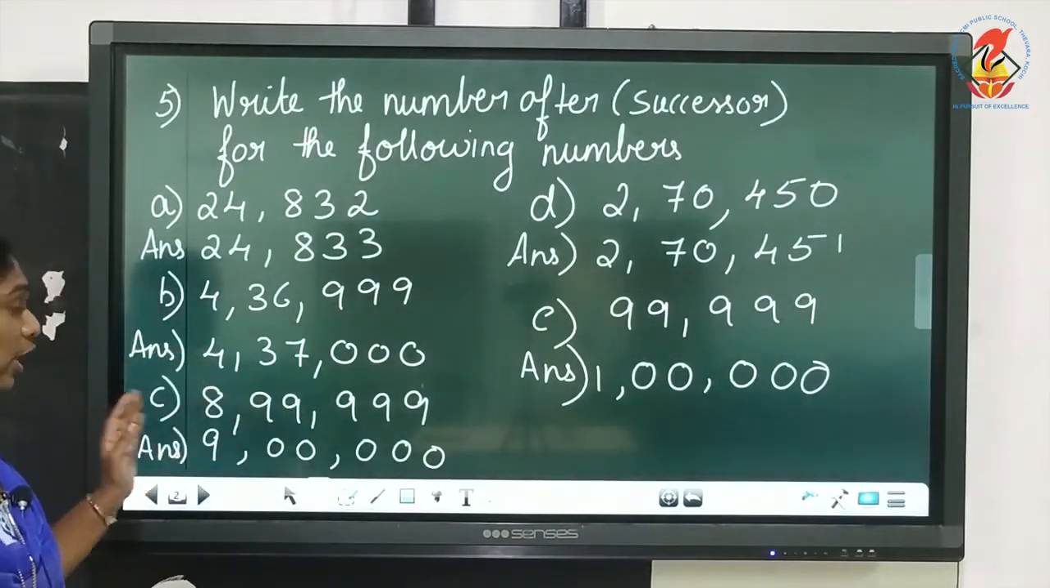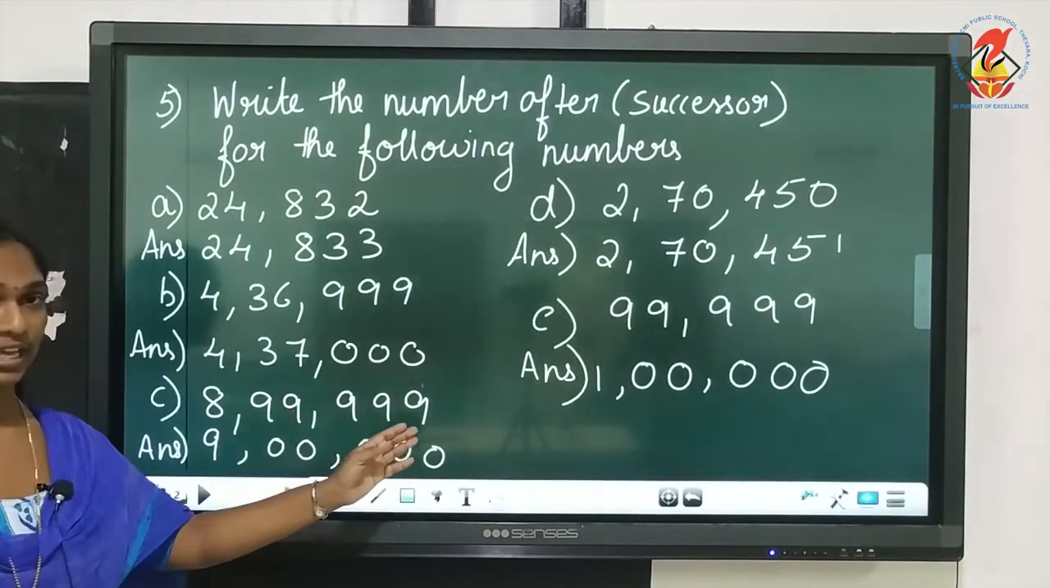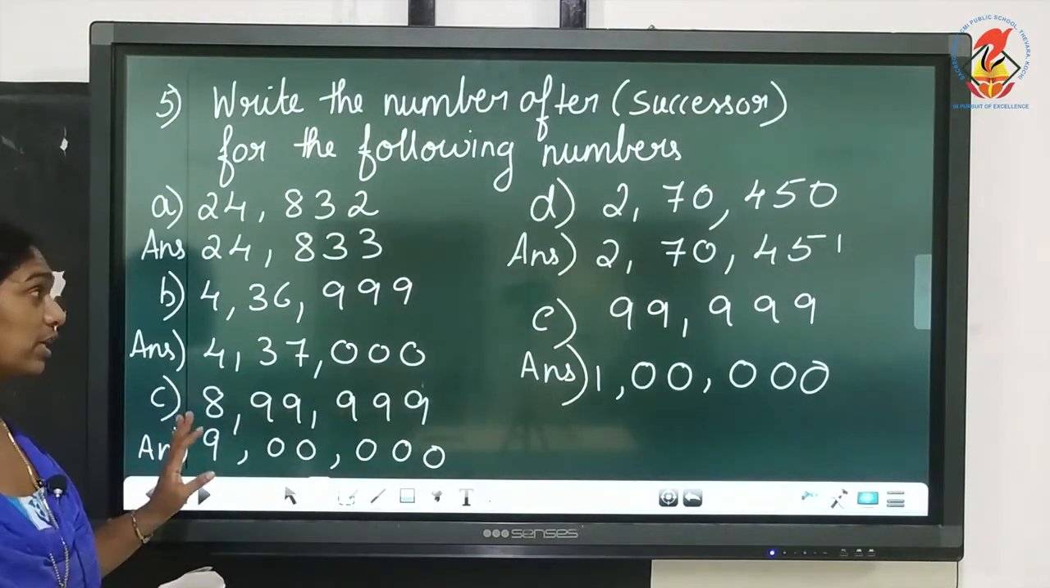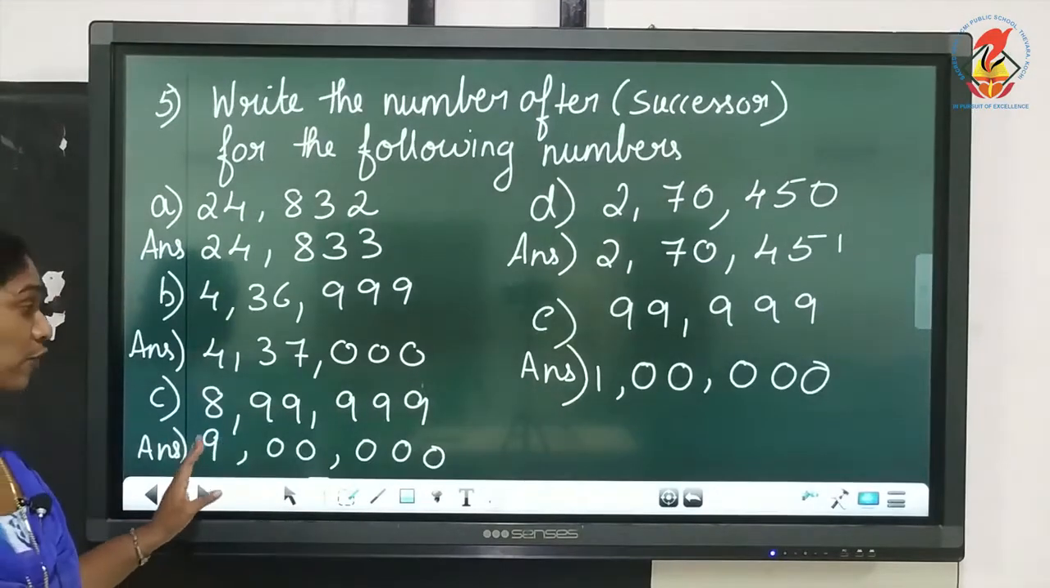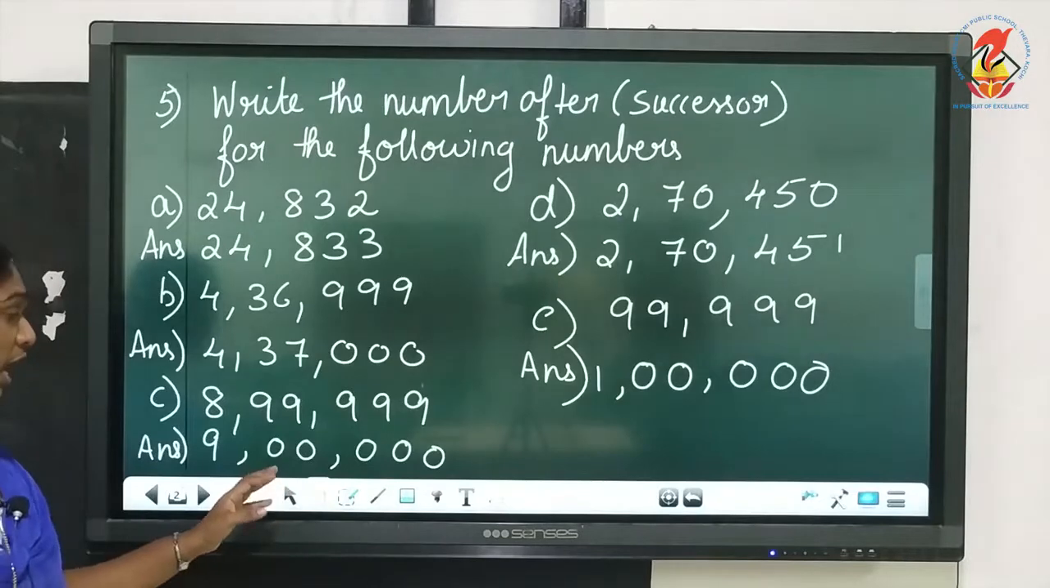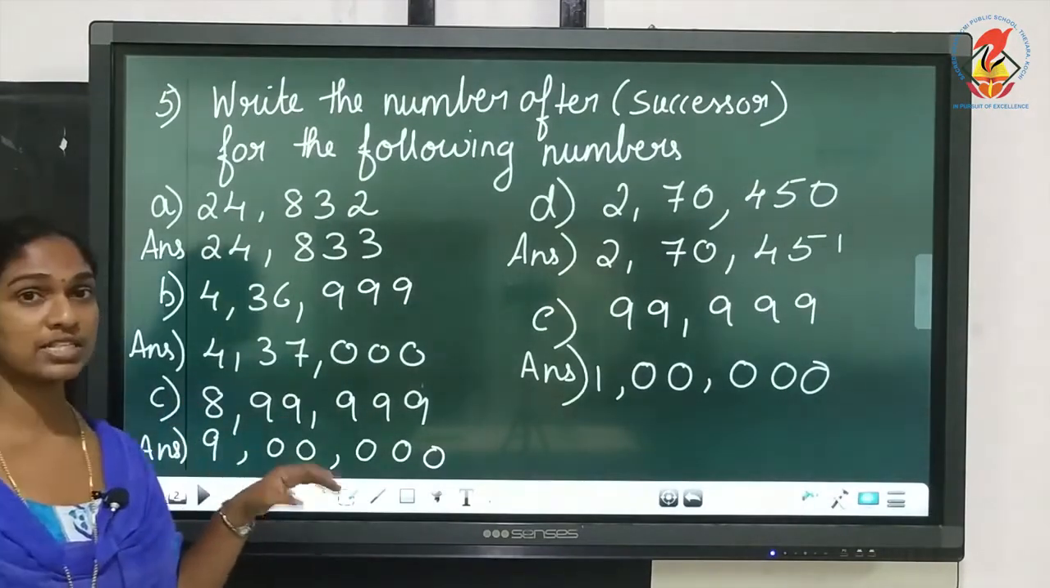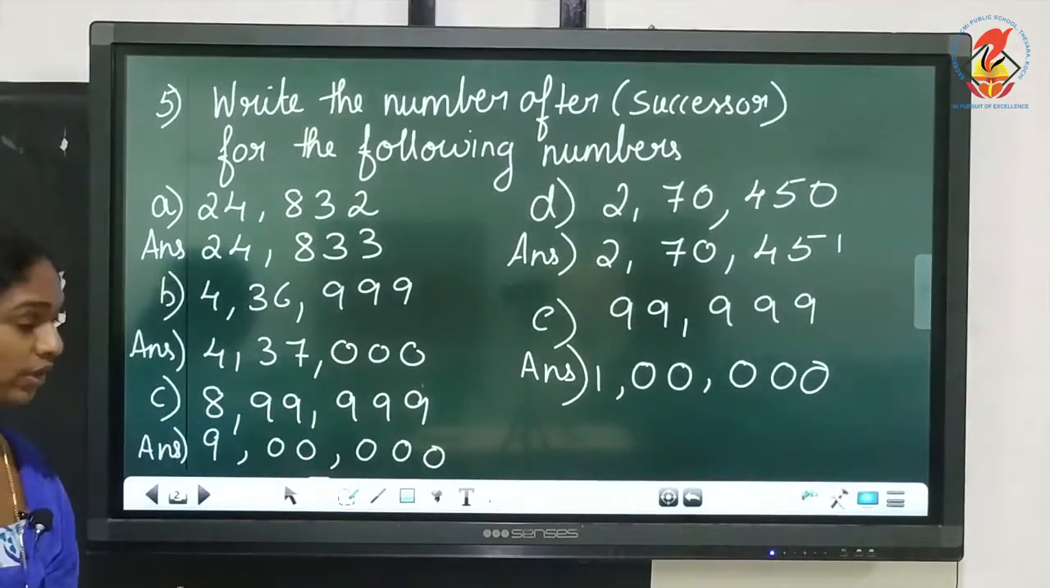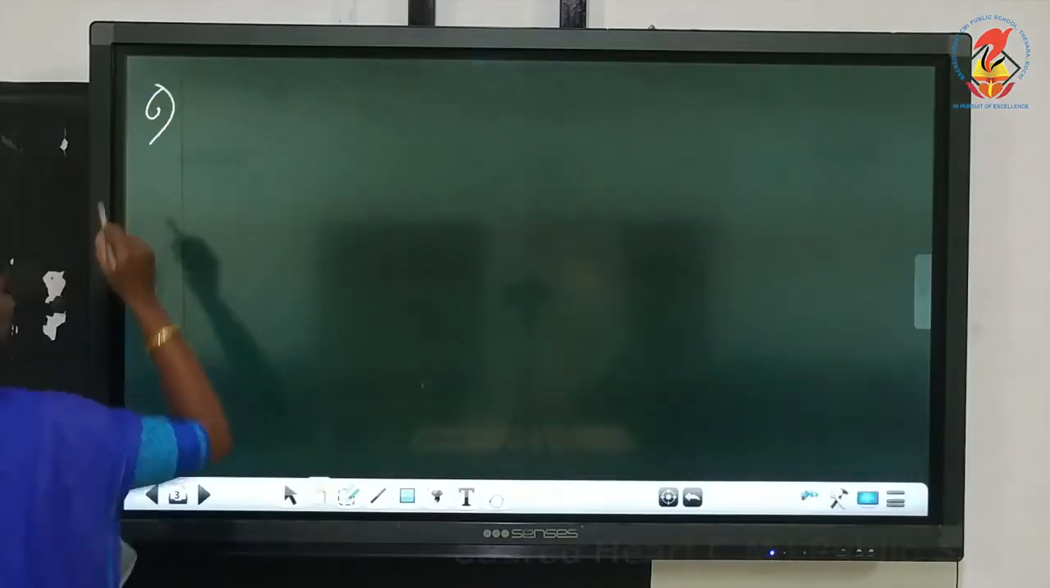So, keep this in mind. When you have all the 9s together at the end, not in between, don't take any 9s in between. If you have all the 9s at the end, all those 9s can become 0 and the number before 9 should be made 1 more. Okay, children?